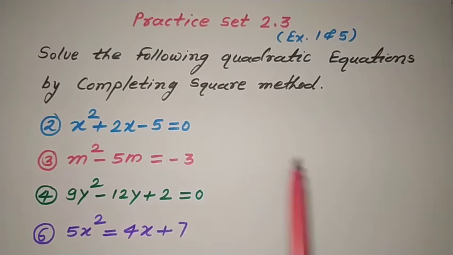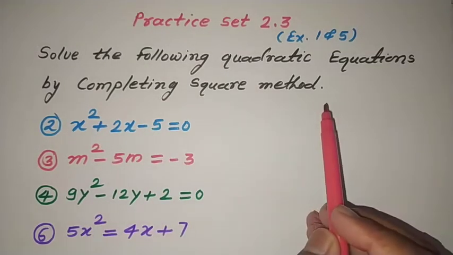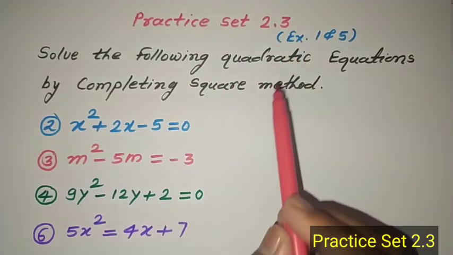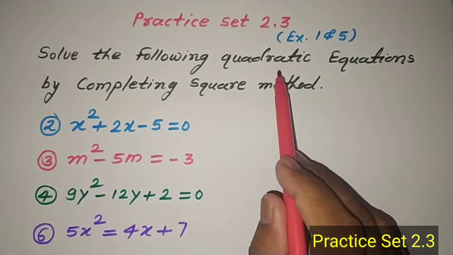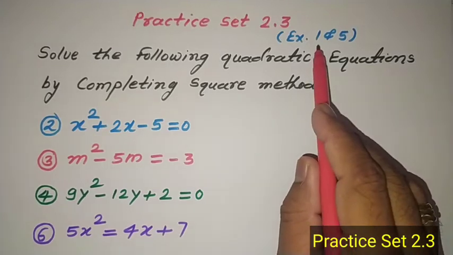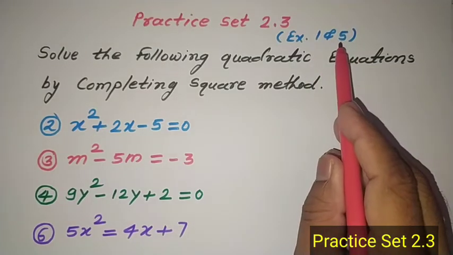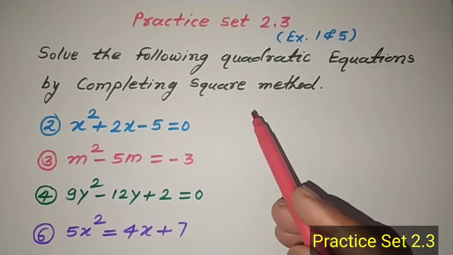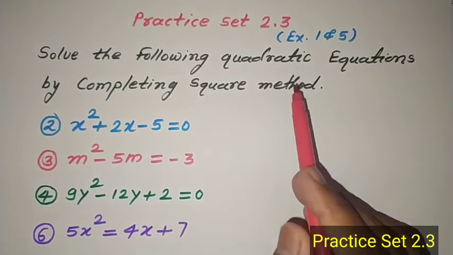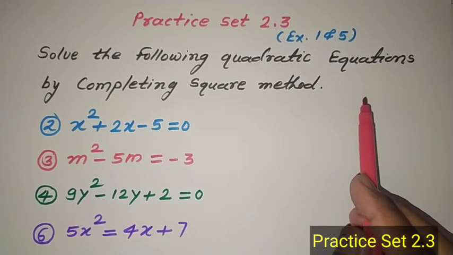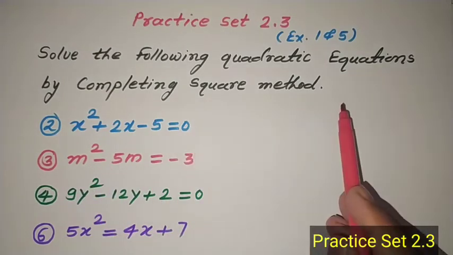Hi friends, today we are going to learn about completing square method examples in Practice Set 2.3, the third part of the quadratic equation unit. First, see it. Examples 1 and 5 are solved here. Let's see the next part of Practice Set 2.3. In this practice set, solve the following quadratic equations by the completing square method.